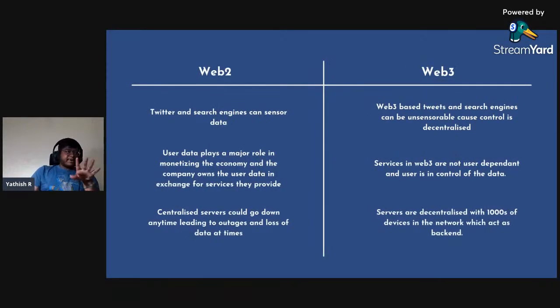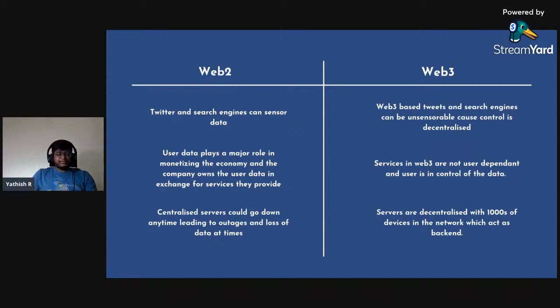So let's compare Web 2 and Web 3. Let's say there's Twitter. Under Web 2, Twitter and search engines can censor the data. Let's say you put out something demeaning or against someone, or there are certain rules that you can't put certain kinds of information on Twitter. They can take out the data at any point of time. It's still centralized, even though it's okay and secure, and search engines can censor any kind of data they want at any point of time.